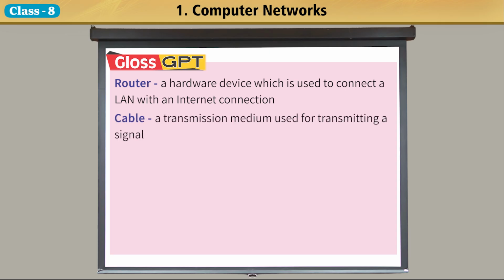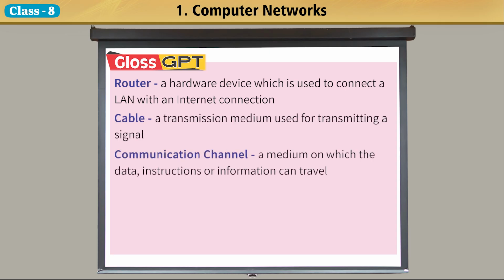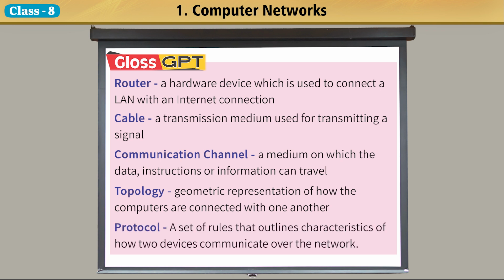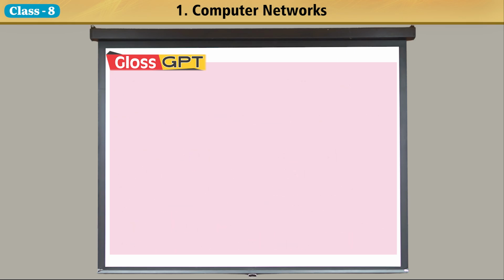Cable, a transmission medium used for transmitting a signal. Communication channel, a medium on which the data, instructions or information can travel. Topology, geometric representation of how the computers are connected with one another. Protocol, a set of rules that outlines characteristics of how two devices communicate over the network.